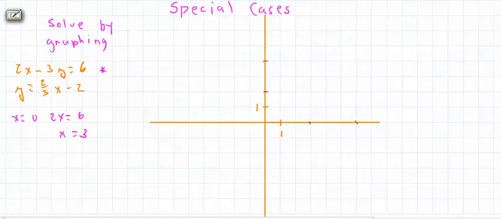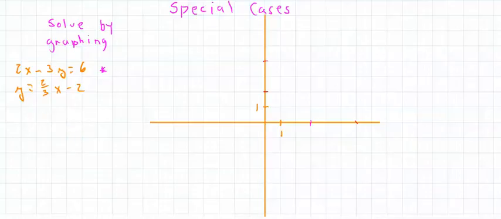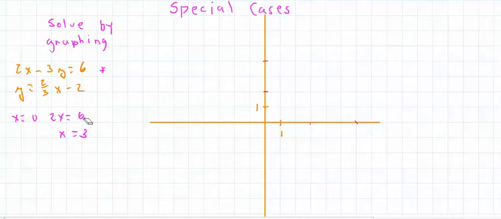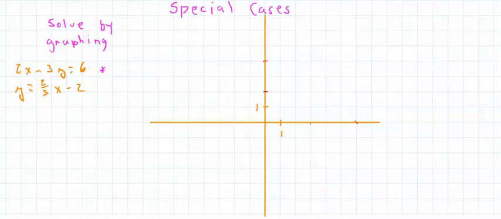So x is 3. And when x is 0, y is, let's scratch that. That's not correct. Sorry for wasting your time there, guys. All right, let's try this again.